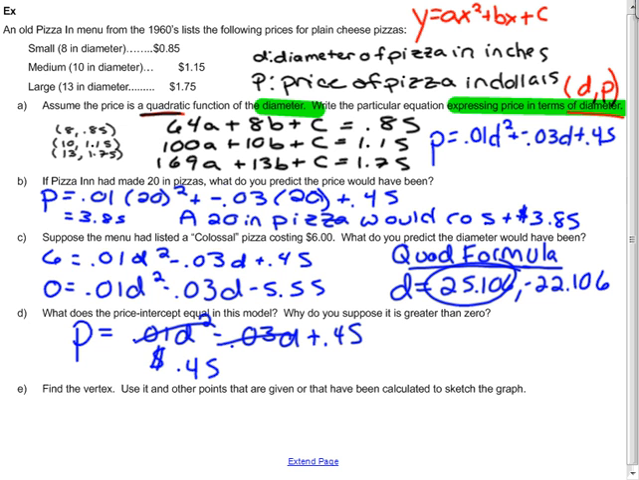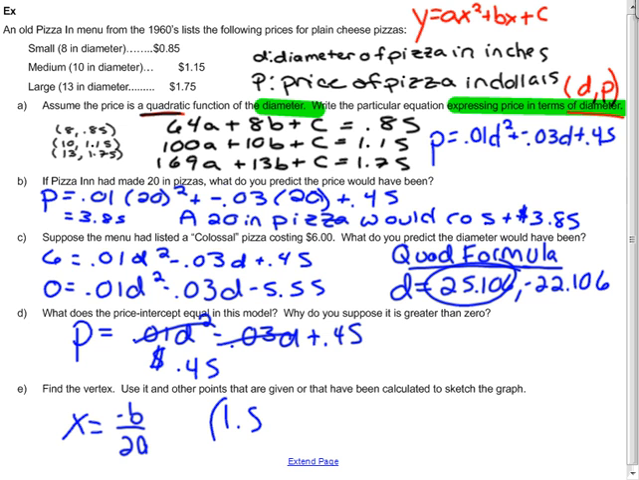So if I need to find the vertex, the x value of it is the opposite of b over 2a. This is in generic form, remember. Opposite of b over 2a. So I find that quote-unquote b value, negative 0.03. So it's a positive 0.03 divided by 2 times 0.01. When I come up with that, I get 1.5. Okay? That's the x value of my vertex.